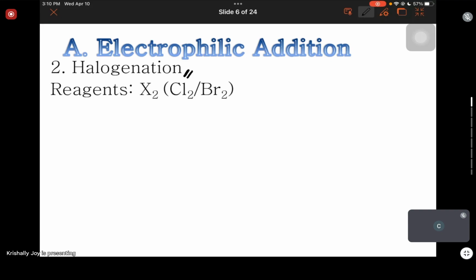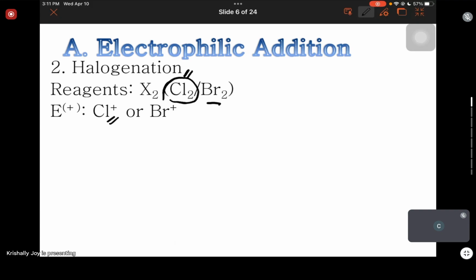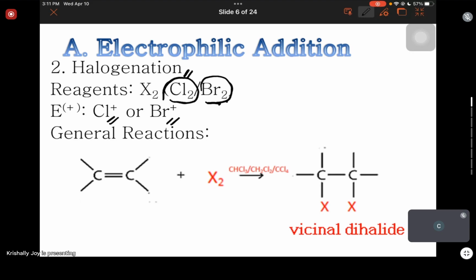So halogenation, halogens are being added to alkene. And ano yung electrophile that could be obtained upon halogenation? It depends, if chlorine ang used na halogen, it's chlorination, then it's the chloro that will serve as the electrophile. If it is bromination, then it's a bromo being added. Okay? So this will be the general reaction.